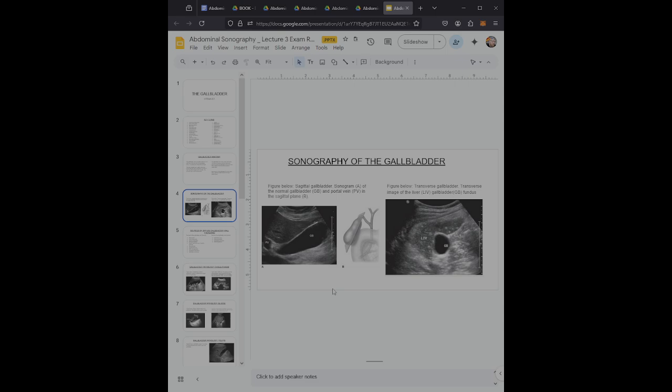The gallbladder wall can be focally or diffusely thickened, so this is the wall right here, and it should measure no more than 3 millimeters in thickness. There are certain cases where the gallbladder is not visualized, the most obvious being a cholecystectomy. In patients who have had a recent cholecystectomy, there may be some residual fluid within the gallbladder fossa.